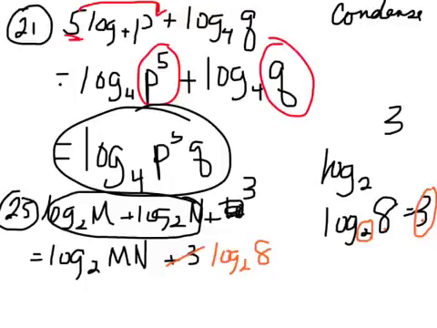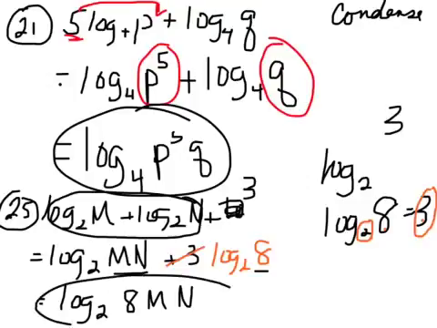If I do that, I can continue to put these things together, because now I've got the same log with things added together, so we can just multiply the m and the n and the 8, and that's how they get their log 2 of 8mn. That was a little tricky.